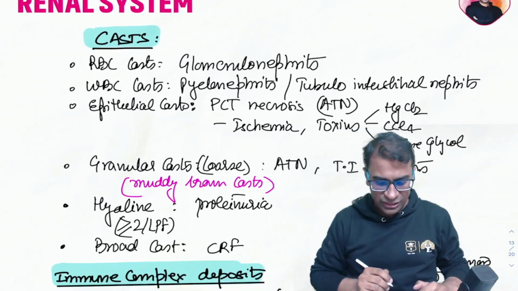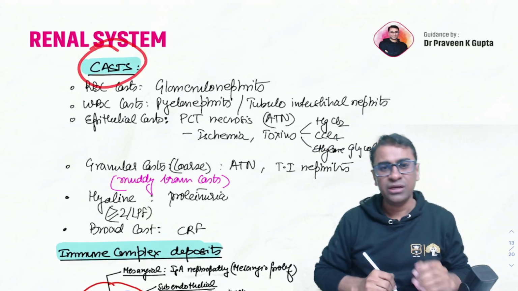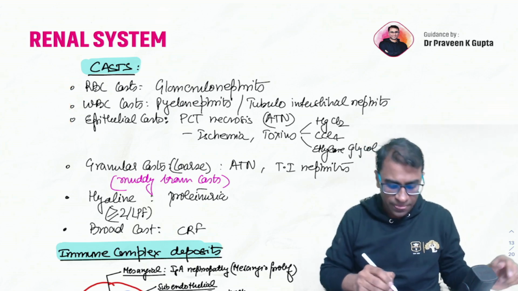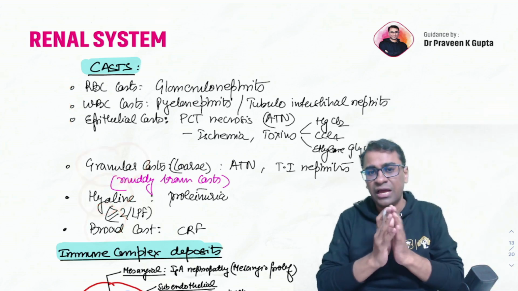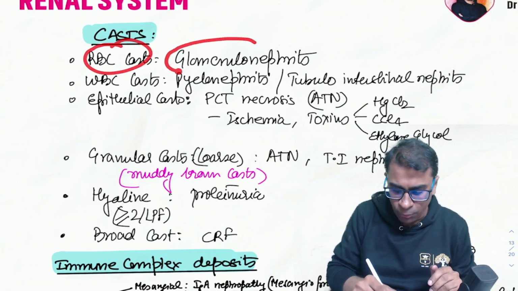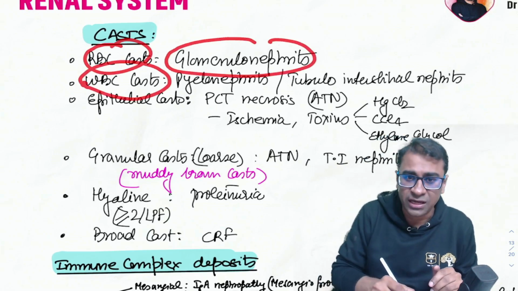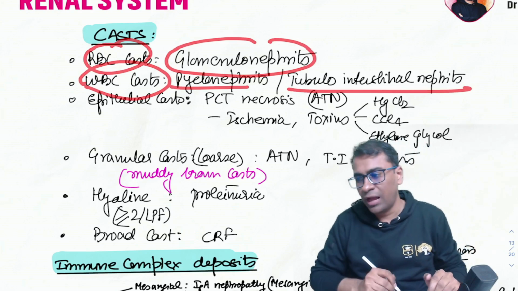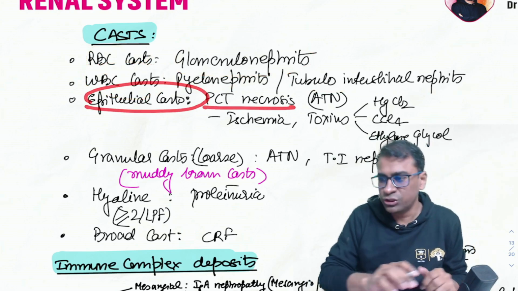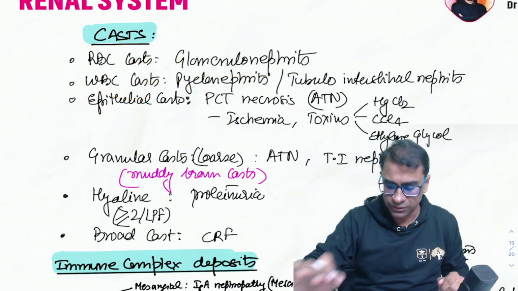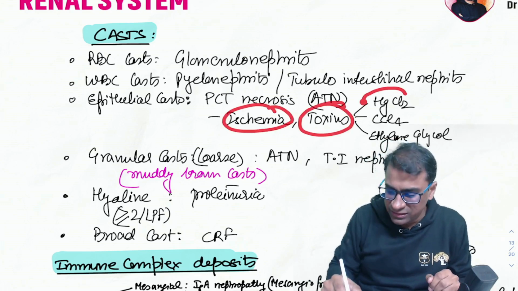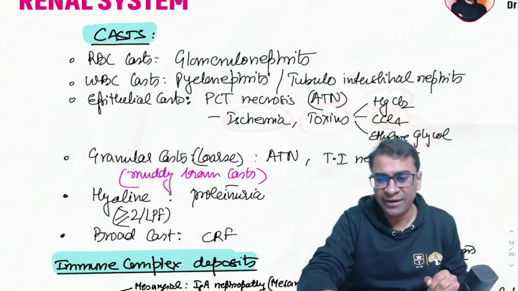Let's move forward. And the next topic is casts. So casts are mainly of these types: RBC cast, white blood cell cast, epithelial casts, granular cast, hyaline cast, and broad casts. Let's see the main hallmark finding of RBC casts. It is glomerulonephritis. WBC casts, pyelonephritis and tubulointerstitial nephritis. Epithelial cast, proximal tubule necrosis, from ischemia and toxins. Toxins like HgCl2, carbon tetrachloride, and ethylene glycol poisoning.